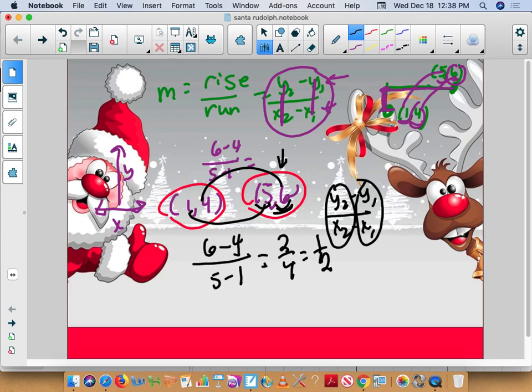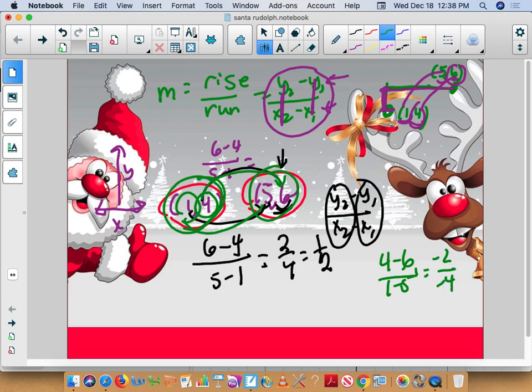All right, what if somebody did it the other way and said, well, I want to start with this point, green to green, okay? So they would start here, and they would say 4 minus 6. If they started with 4, what do they have to go back to, x minus x? The 1. 1 minus 5. All right, what's 4 minus 6? Negative 2. 1 minus 5. What's a negative over a negative? Same answer. Do y'all see what I mean?